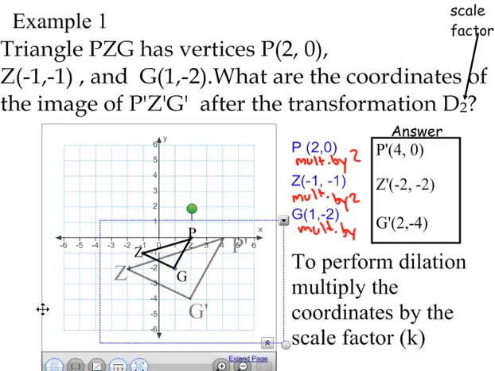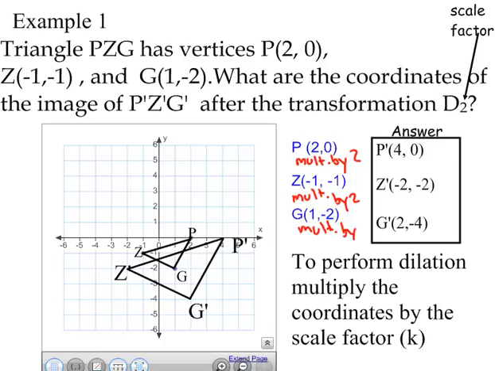Here's what the figure looks like if you were to graph it. So you'll notice that the dilated image is bigger in size, and it's actually twice the size of the original image because you multiplied by 2.